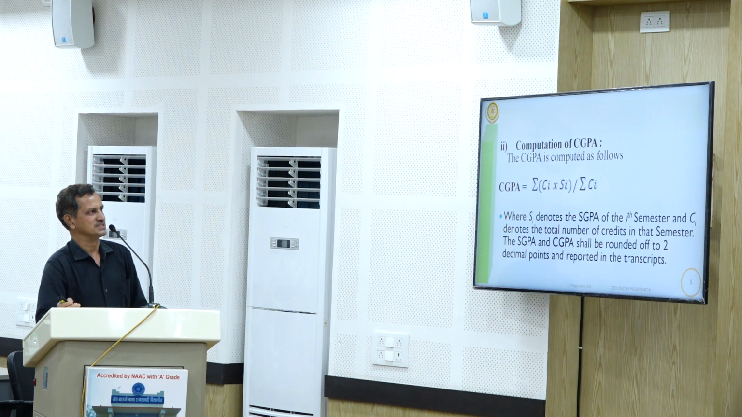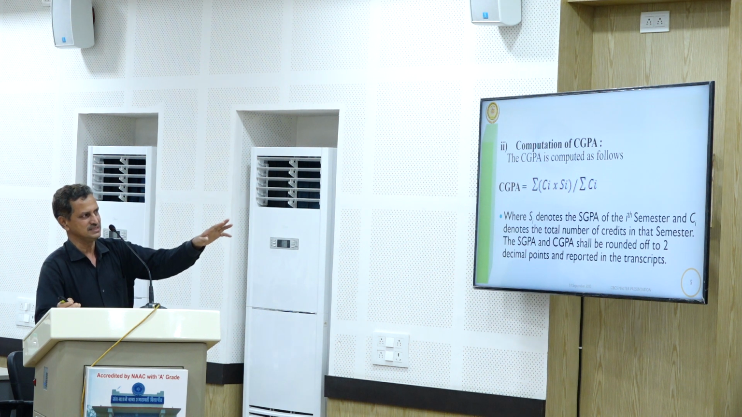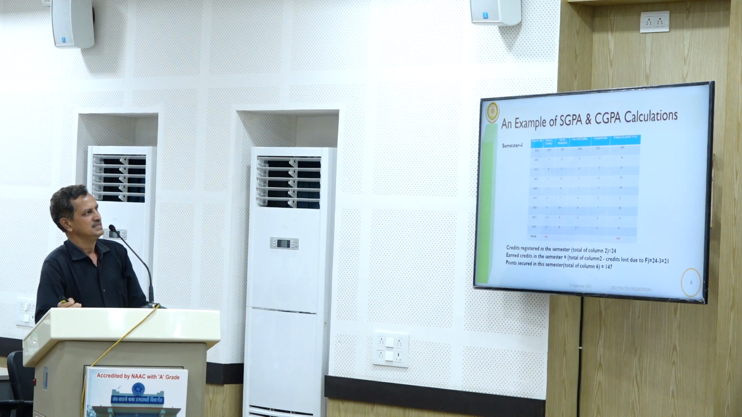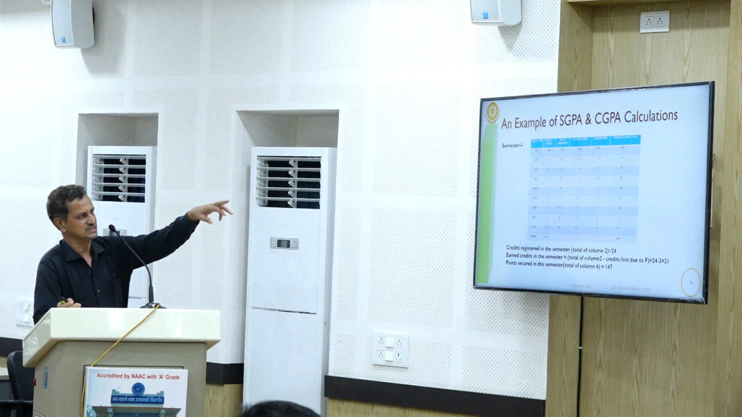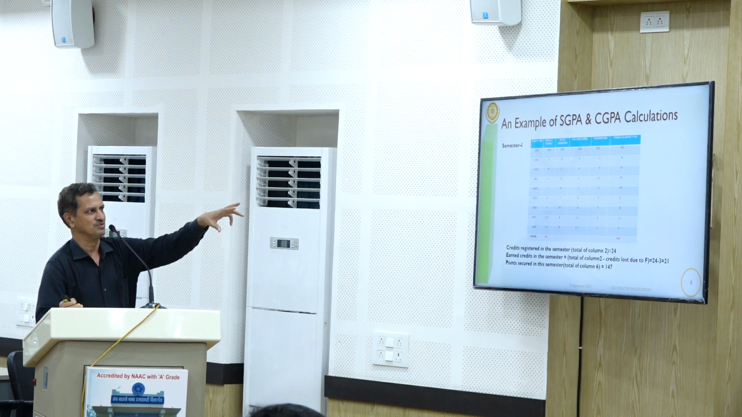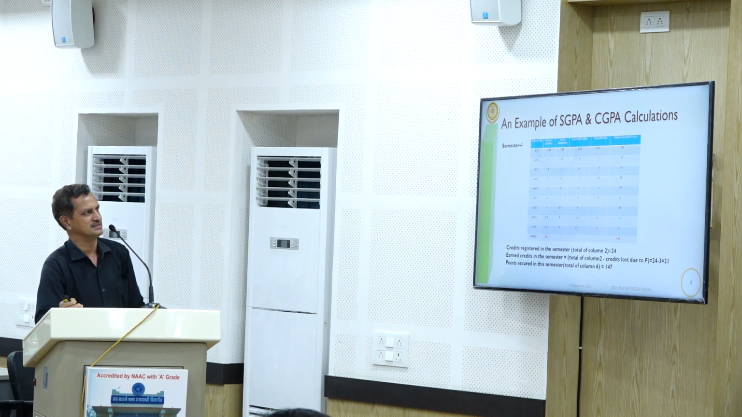This is for computation for CGPA. CGPA is equal to summation CI into SI, where SI stands for the semester grade point, and divided by summation CI. Next slide, please. यहाँ जैसा कि आप एग्जाम्पल में देख रहे हैं, कोर्स नंबर्स आर देयर, देन कोर्स क्रेडिट्स आर देयर. Now I will not talk on what is credit. Marathe sir in the morning has already talked about. It is nothing but the number of hours allotted to a particular theory subject.